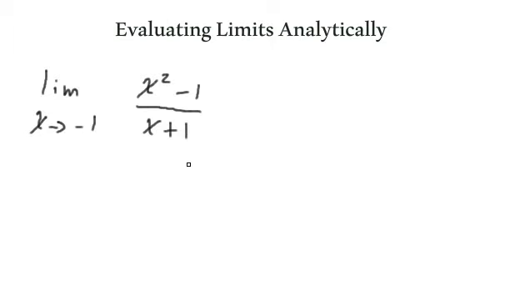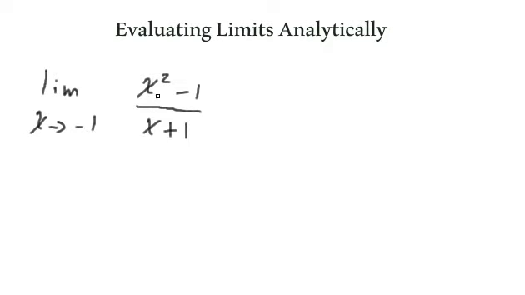Alright, we are evaluating limits analytically, and let's take a look at a problem here that was similar to the last one. So we have the limit as x approaches negative 1 of x squared minus 1 over x plus 1. So the only difference here, we have a plus in the bottom and we're approaching negative 1.